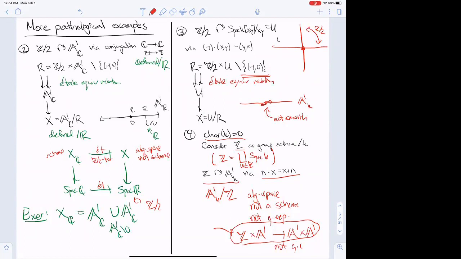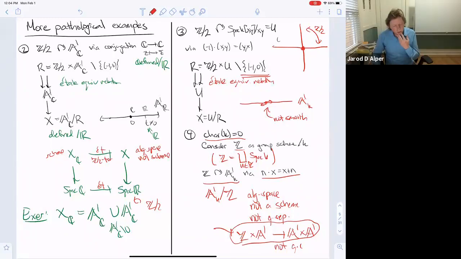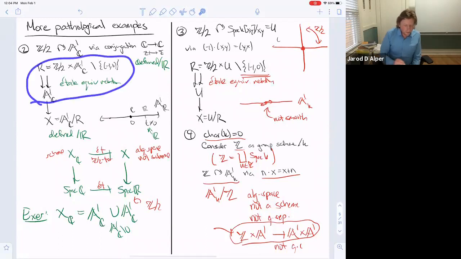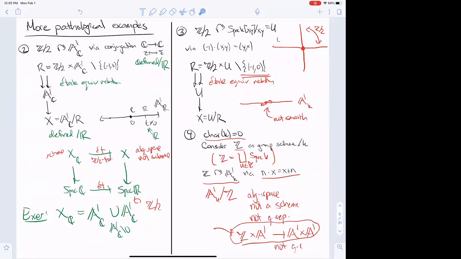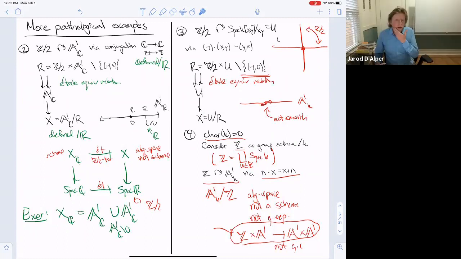What would be an example of a relation that doesn't come from a group action? Well, could you be more precise? Technically, this is a relation here. It's not coming from a group action, but the quotient algebraic space, nevertheless, there is an alternative description which does present it as a group quotient. I see. Yeah, I think what you're asking is a deep question of which stacks or which algebraic spaces can be viewed as quotients.